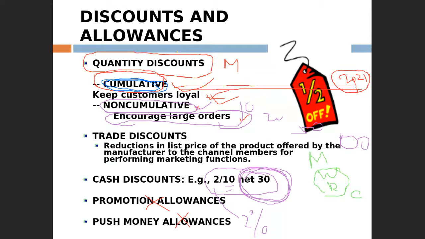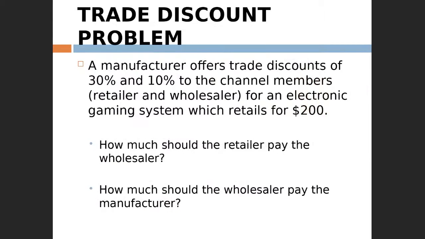Okay. So let's move forward and let's look at this trade discount now. Trade discount. A manufacturer offers trade discounts of 30% and 10% to the channel members. So I told you manufacturer is here, the wholesaler, the retailer, and then you have the consumer. To the channel members, retailer and the wholesaler, for an electronic gaming system which retails for $200. How much should the retailer pay the wholesaler? And how much should the wholesaler pay the manufacturer? Any idea how to solve this problem?